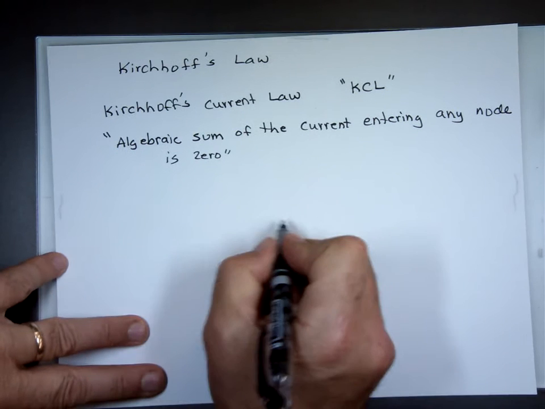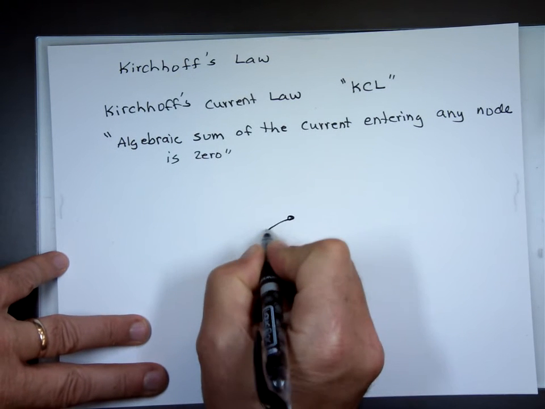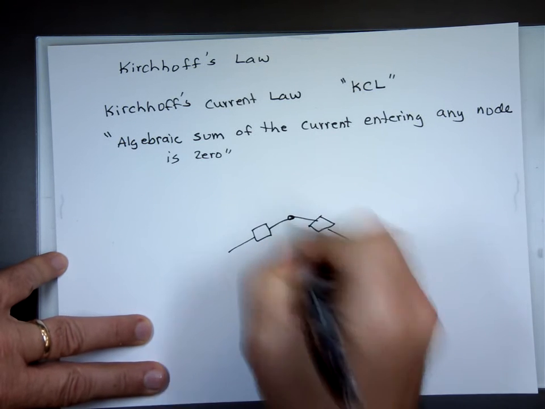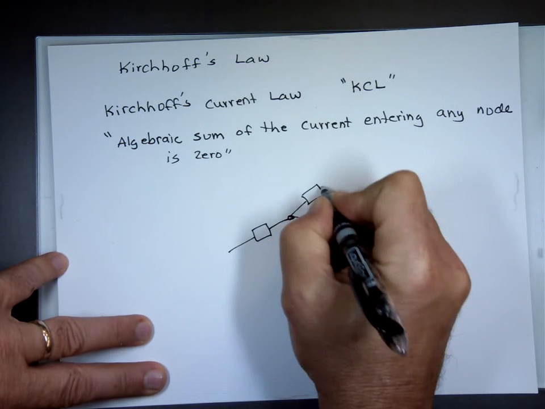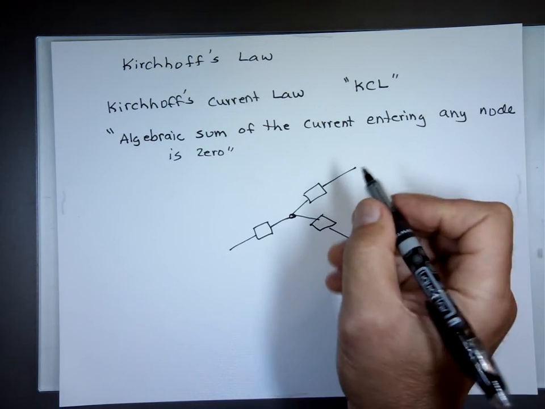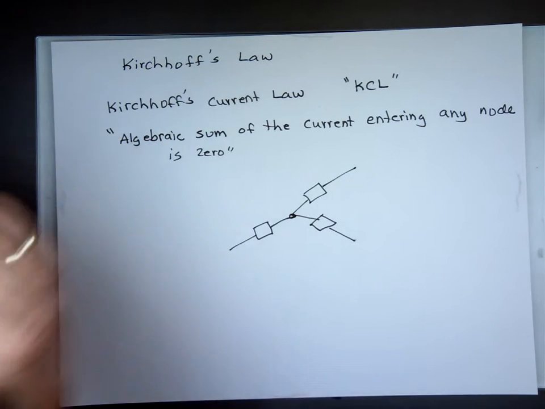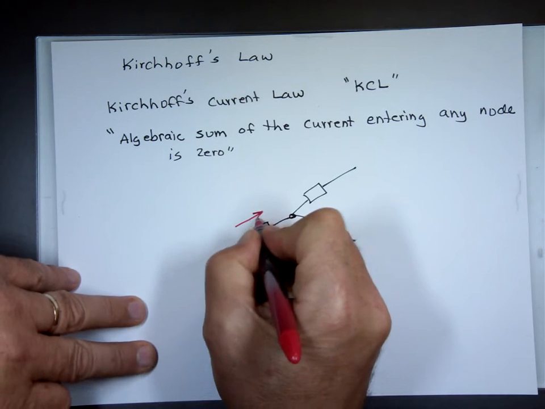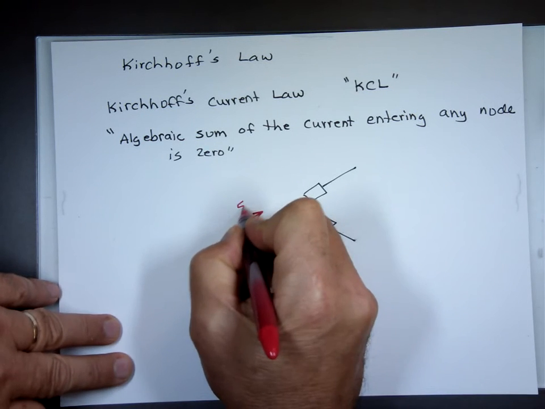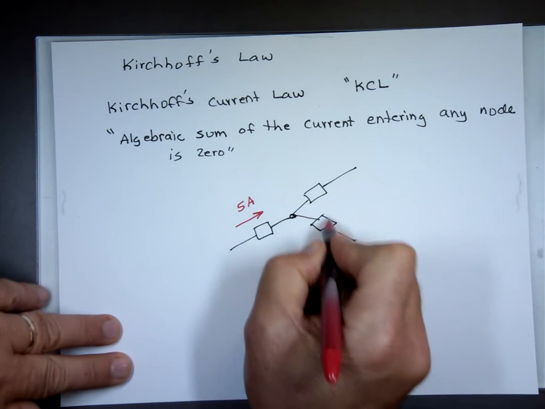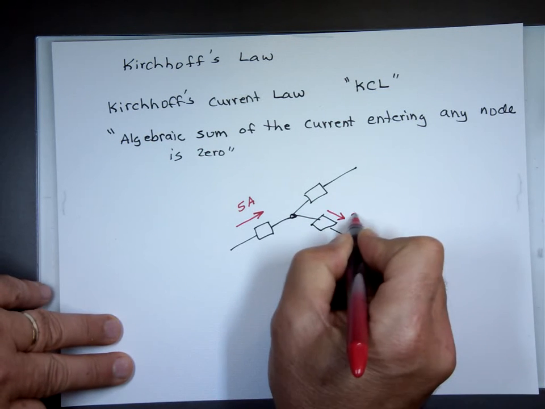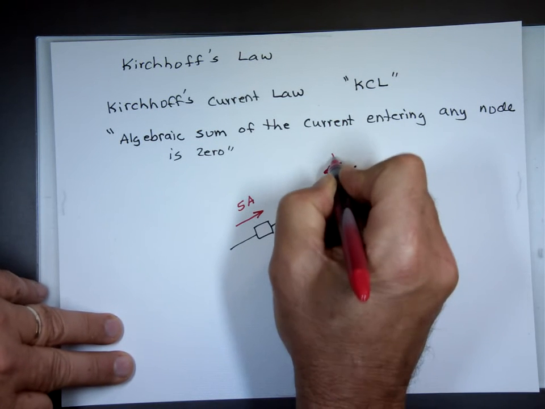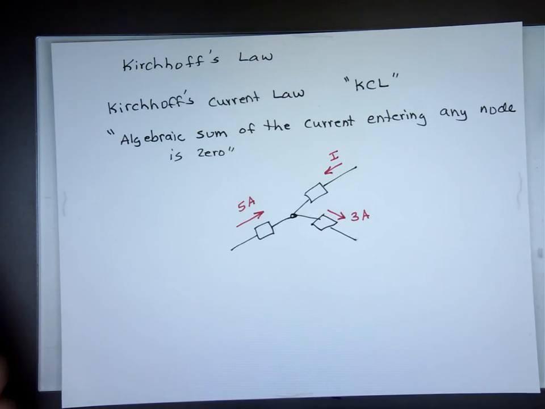So for example, if this is a node again, a point that connects two or more elements. These are elements. And we know this current going in is 5 amps. We know this current leaving is 3 amps. And let's say I define a current going this direction. We'll call it I. Can you tell me what I is?